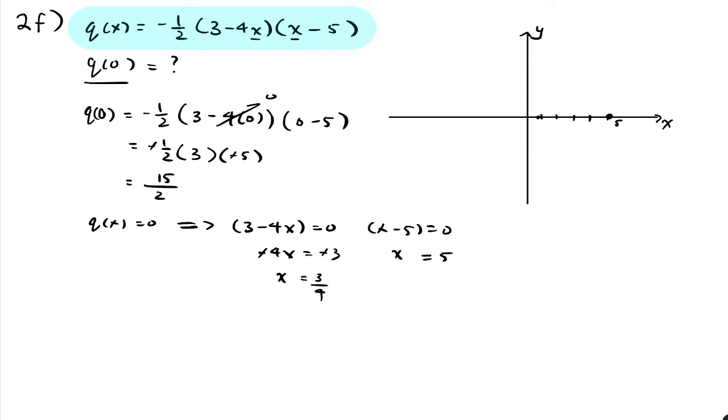We also know what the y-intercept is, and that's when x is equal to 0. And we're given that it's 15 over 2. So we'll just put that somewhere up here.